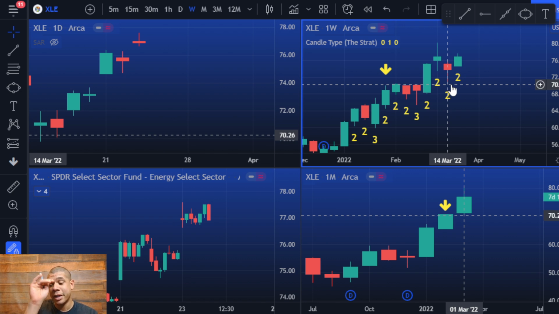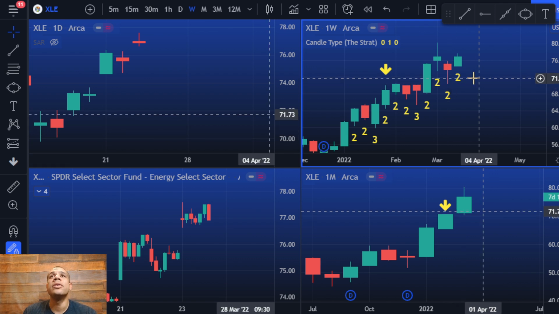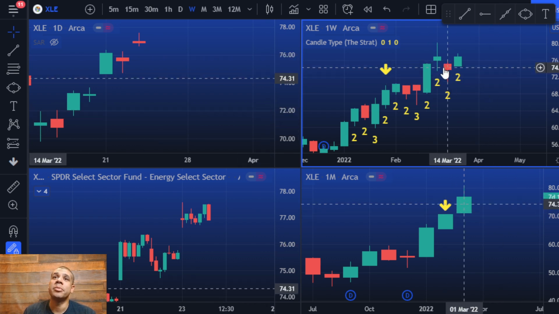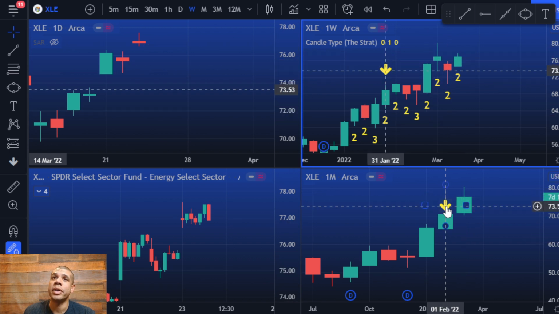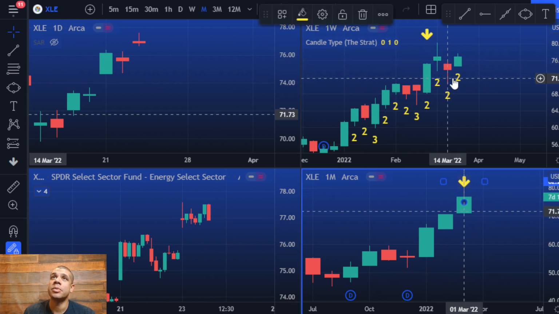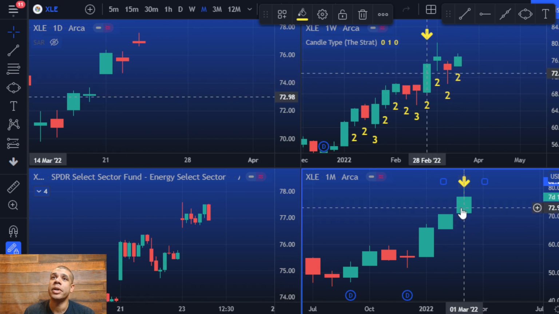The headlines saying America's got enough oil reserves, we can handle it on our own, whatever the news wants to say, okay? We trade price action, but that also is happening in this green month here, okay? This reversal down happened in this green month.